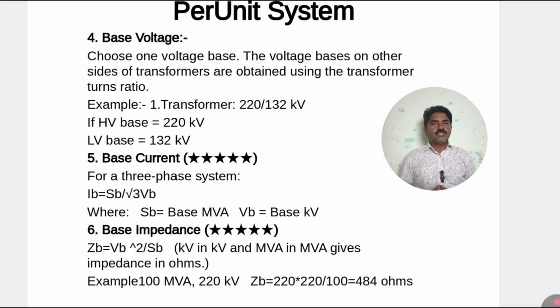Sixth one, base impedance is obtained from the square of the base voltage by base power. All of you know that generally power is equal to V square by R. So from that equation, ZB is equal to VB square by SB. For example, take a transformer of 100 MVA and 220 kV. Base impedance is voltage square, 220 into 220, by power 100. So 484 ohms is the answer.